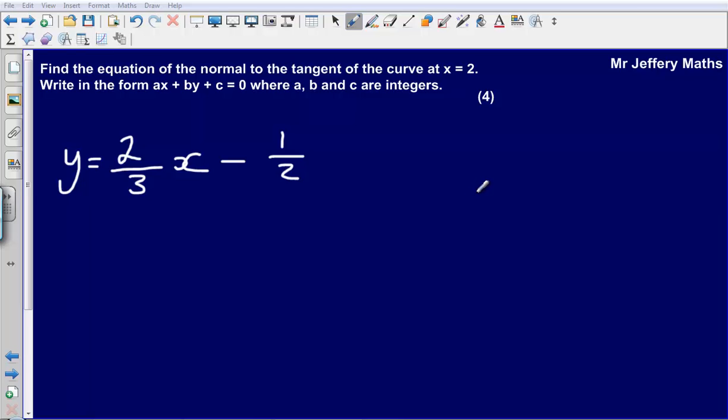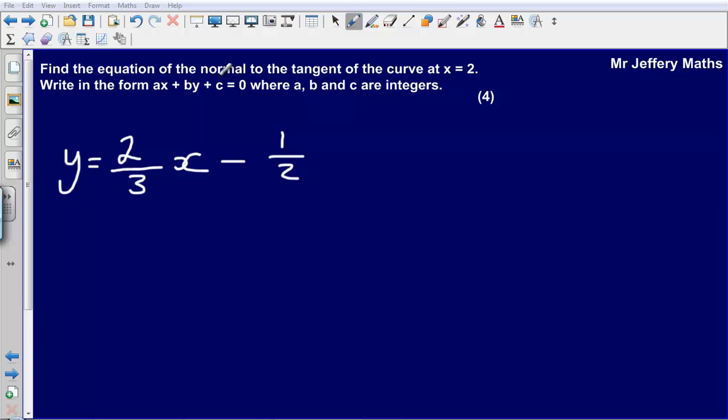Here we have an example of a C1 question where this skill of being able to rearrange things is really important. Now this is an example question that you might see on a C1 paper, asking you to find the equation of the normal to the tangent of the curve at x equals 2. Now the normal is just the line that is perpendicular to the tangent of a curve.